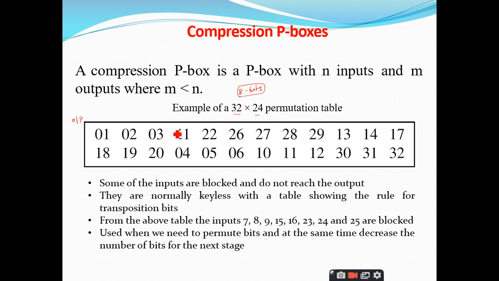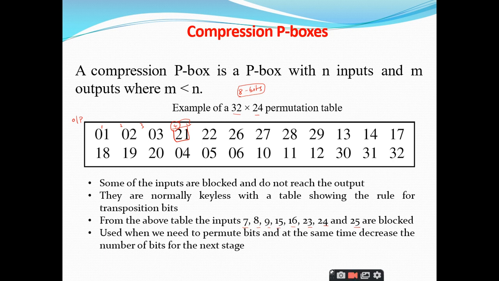In a similar fashion to what we discussed earlier, we need to give the indexing here. So when we go through this 21, we can simply say that the 4th output is connected to the 21st input. This is what we have to understand. And as you can see, these 8 bits are simply blocked. What are those 8 bits? They are 7, 8, 9, 15, 16, 23, 24 and 25. These are blocked and don't have any significance. They don't have any related output here.